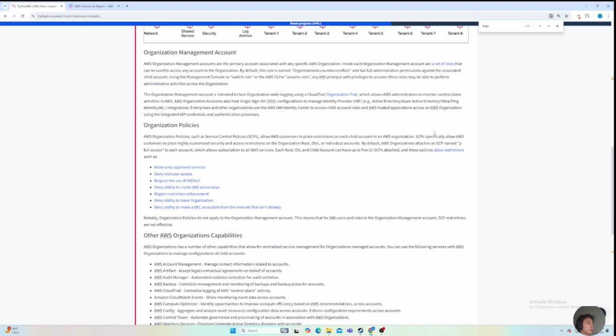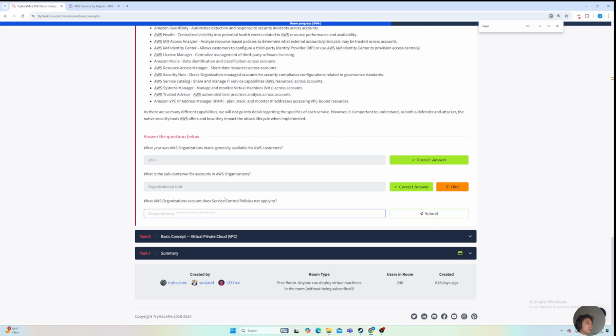Okay, AWS policies such as service control policies allow AWS customers to place restrictions on child accounts. This means that for IAM users and roles in the organization management account, SCP restrictions are not affected. Okay, so it's going to be the organization management account.